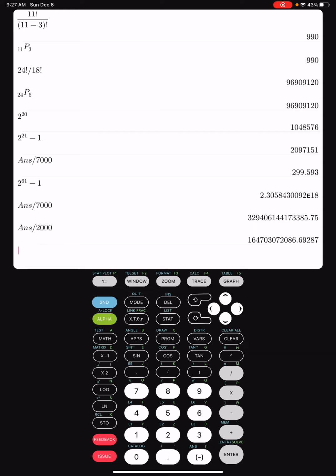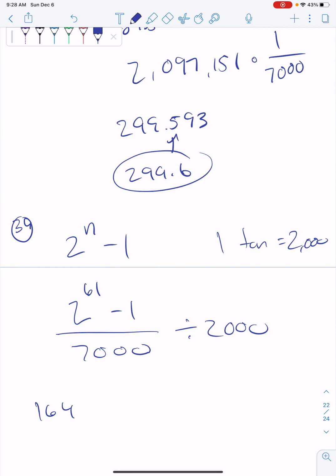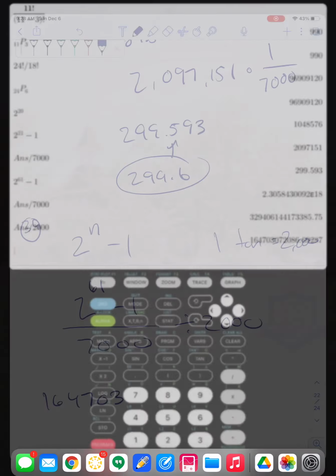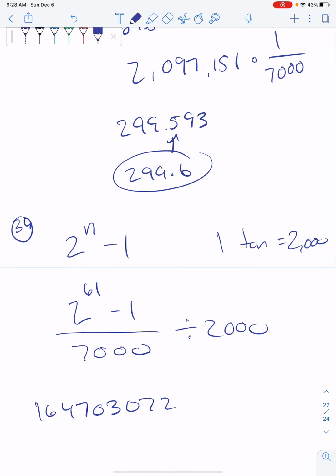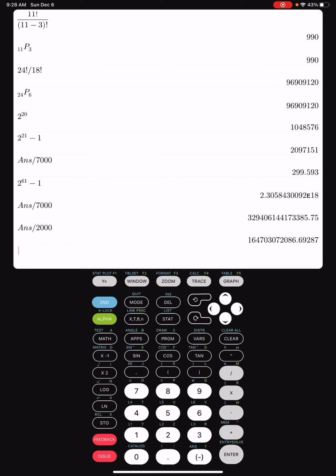It wants the total weight. Use scientific notation. Then round to 6 decimal places as needed. Okay. So I only need the first part. Let's take the first. This is a lot of numbers. 164703, 07208, 6.69.